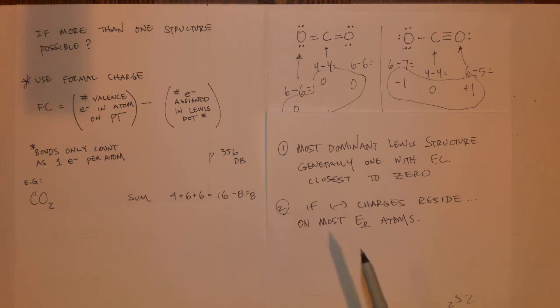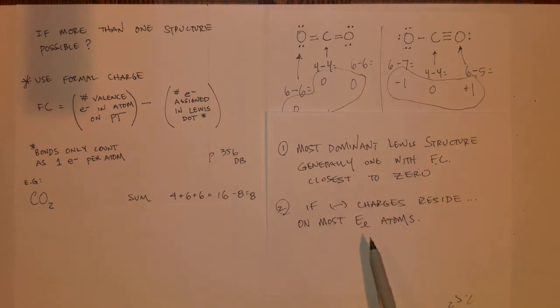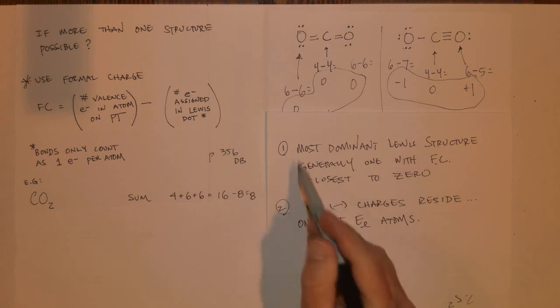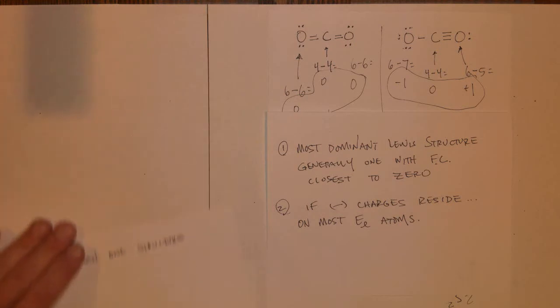And then rule number 2: if there are negative charges that reside in the formal charges, please make sure those are on the most electronegative atom, and then that possibly could be the most dominant one. Rule number 1 is the one that you really have to deal with and the one that shows up the most. So those are the rules for assigning formal charges.